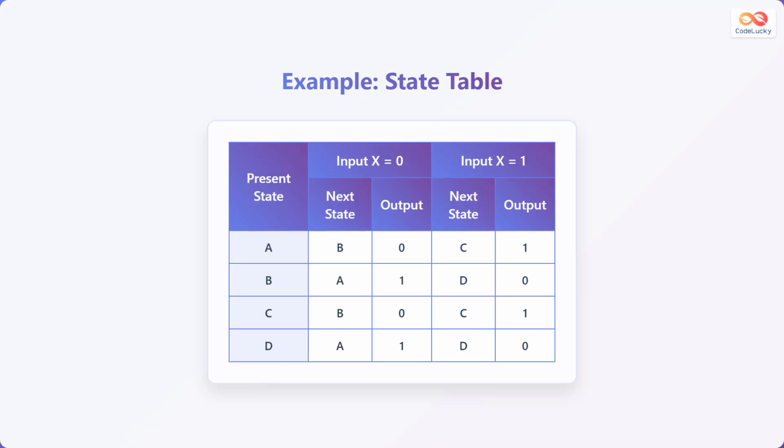Let's consider an example state table to illustrate the tabular method. Here we have a state table with 4 states, A, B, C, and D. The table shows the next state and output for each state given inputs x equals 0 and x equals 1. For example, from state A with an input of x equals 0, the machine transitions to state B and outputs 0. With an input of x equals 1, it transitions to state C and outputs 1.